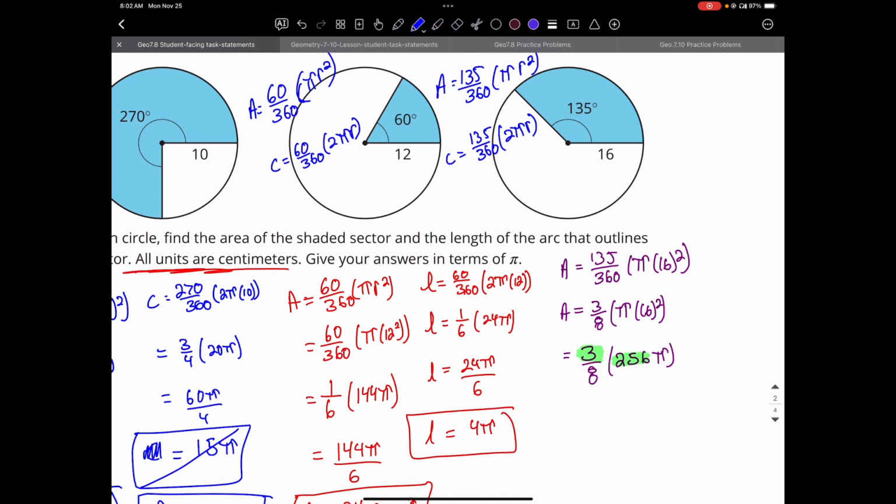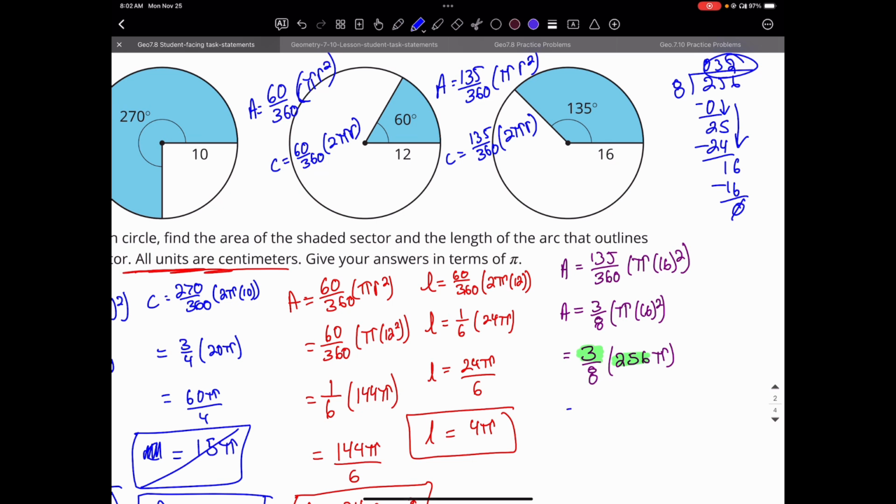In fact, I'm going to write it up here. 8 goes into 256. 8 goes into 2 0 times, so 0 times 8 is 0. 2, bring down your 5. 8 goes into 25 3 times. 3 times 8 is 24. 1, bring down your 6. 8 goes into 16 2 times. 2 times 8 is 16. Remainder of 0, so that tells me that 8 goes into 256 32 times.